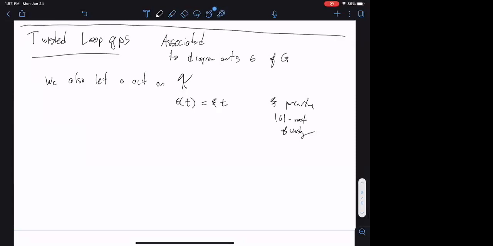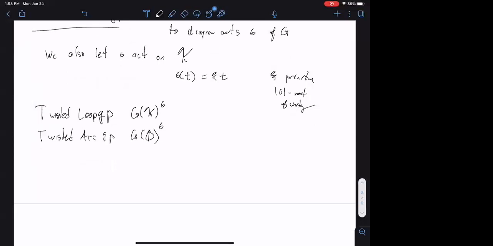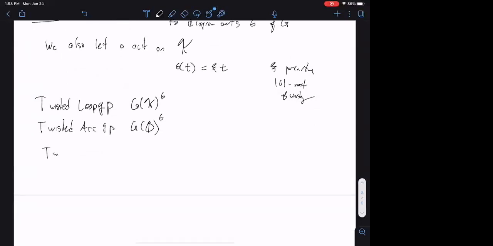So then the twisted loop group will be, at least on the level of K points, or C points, G of K sigma, and the twisted arc group will be G of O sigma. One can make this schemy and have R points and things like that, but for the moment, let me just describe it in this way. And then we have the twisted affine Grassmannian, which is a quotient as before. Now I'll use this beautiful G to denote this quotient, G of K sigma mod G of O sigma.